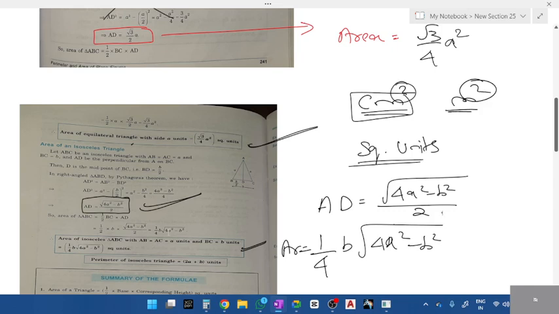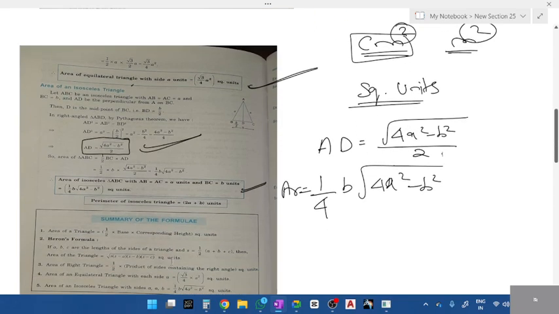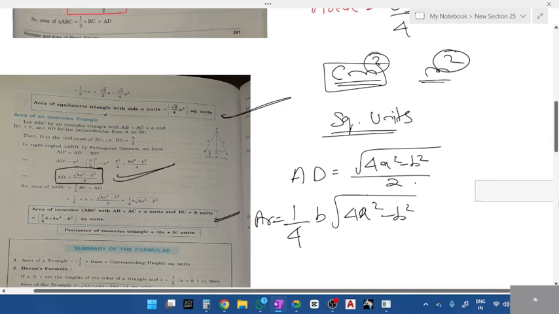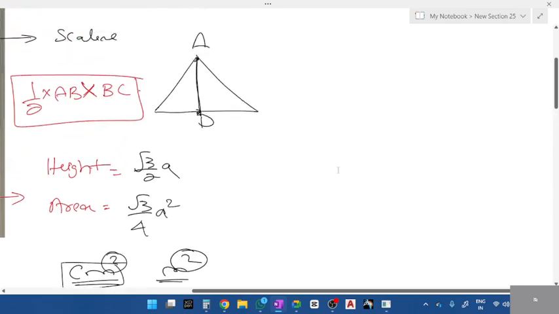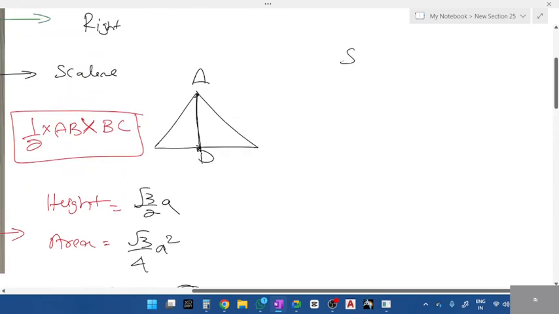Then what else? Perimeter. And perimeter. Now, look, area is easy. Tell me the different triangles you have studied. First is scalene, right? Scalene. What are the sides, students? Scalene has different sides or the same side?